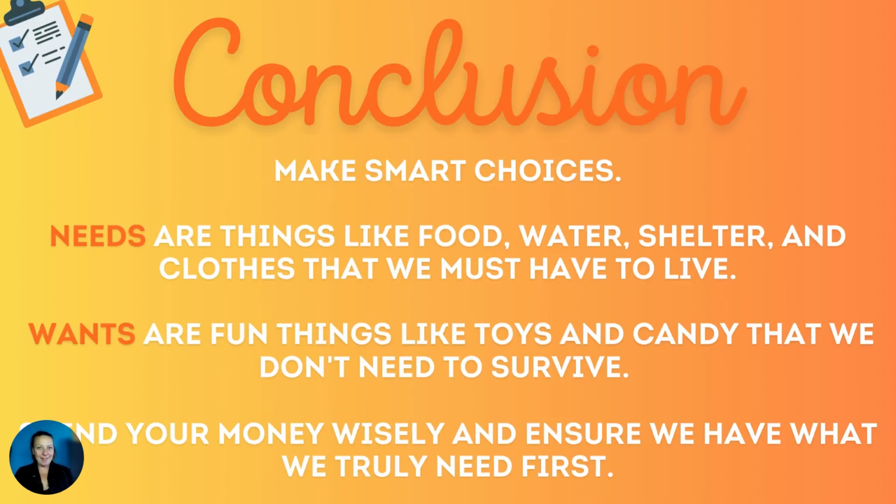And I always like finishing with a conclusion. So make smart choices. Needs are things like food, water, shelter, and clothing that we must have to live. So it goes in their brain. Okay, now I know what a need is. And wants are fun things like toys and candy that we don't need to survive.